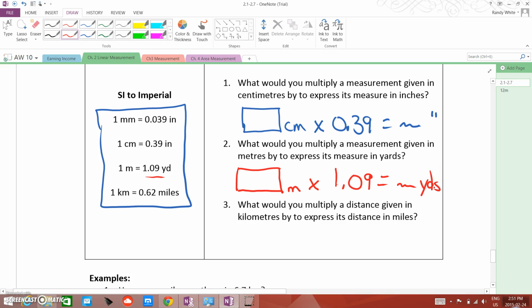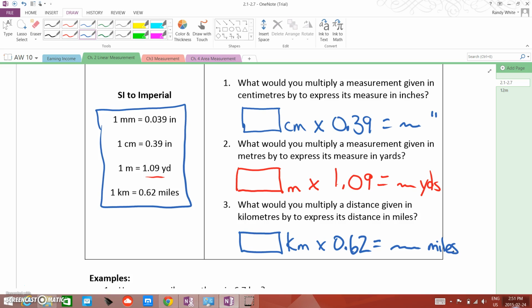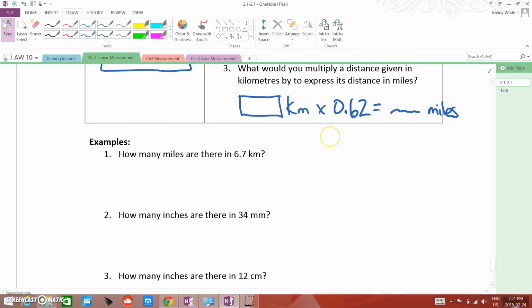And then again, if I want to do kilometers, let's say maybe it's 12 kilometers, I'm going to take whatever that measurement is, multiply it by the conversion that I've been given, so 0.62, and that will give me my answer in miles. So there's our conversions right there. They're in your work text as well on page 58. So you've got them, but I would recommend that you copy them down. Okay, so it's pretty straightforward on how to do this.